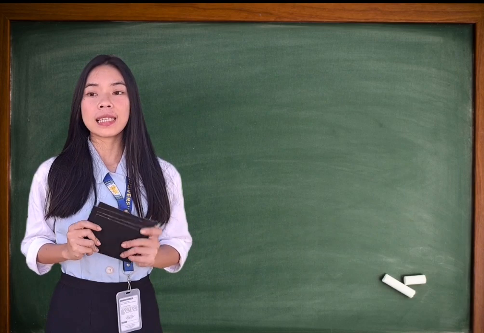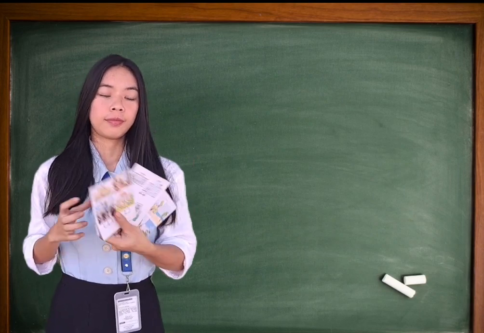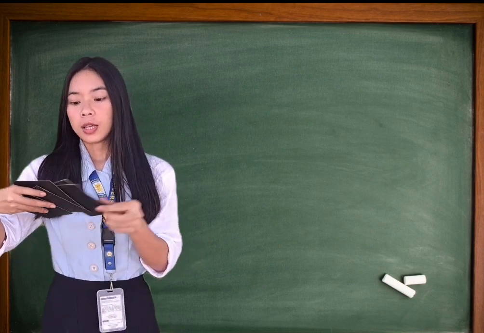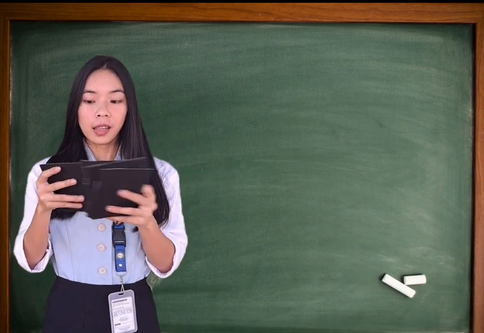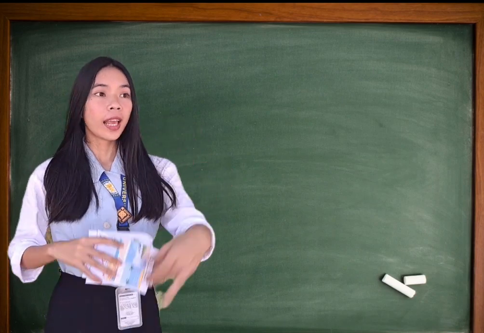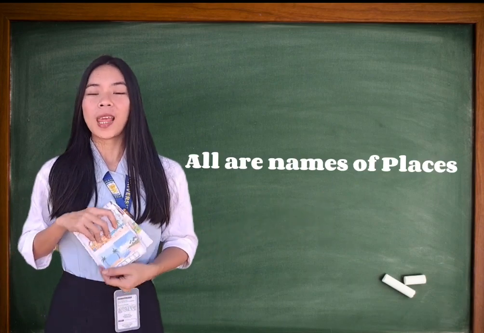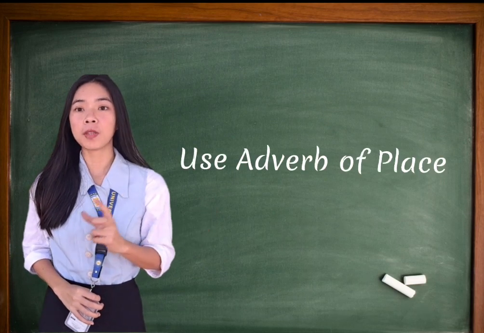So what have you noticed in the 5 pictures I showed you? The school, church, hospital, park, and beach. Yes, Matthew? Okay, very good. All are names of places. Our lesson for today is all about adverbs of place.